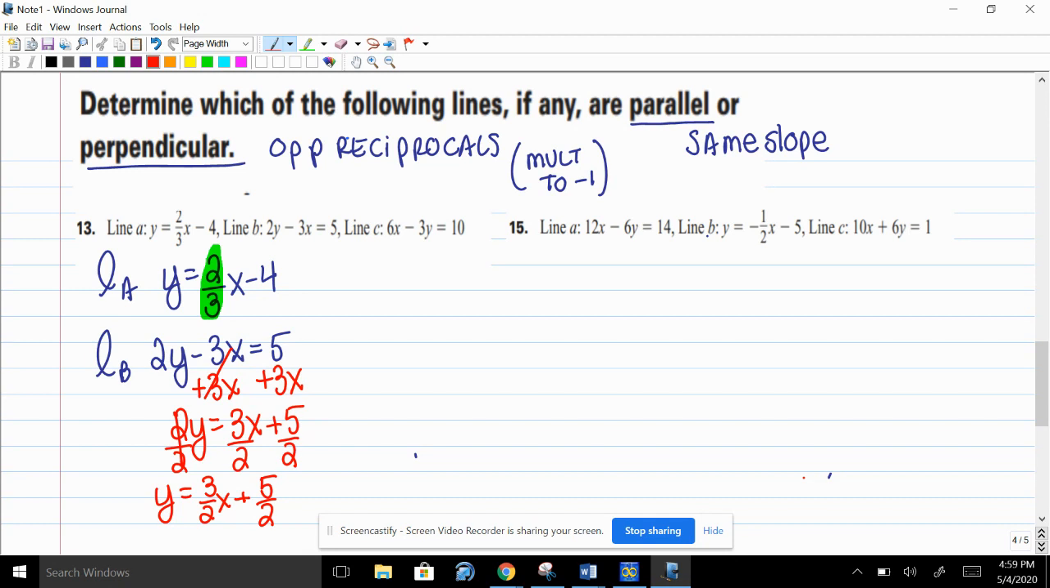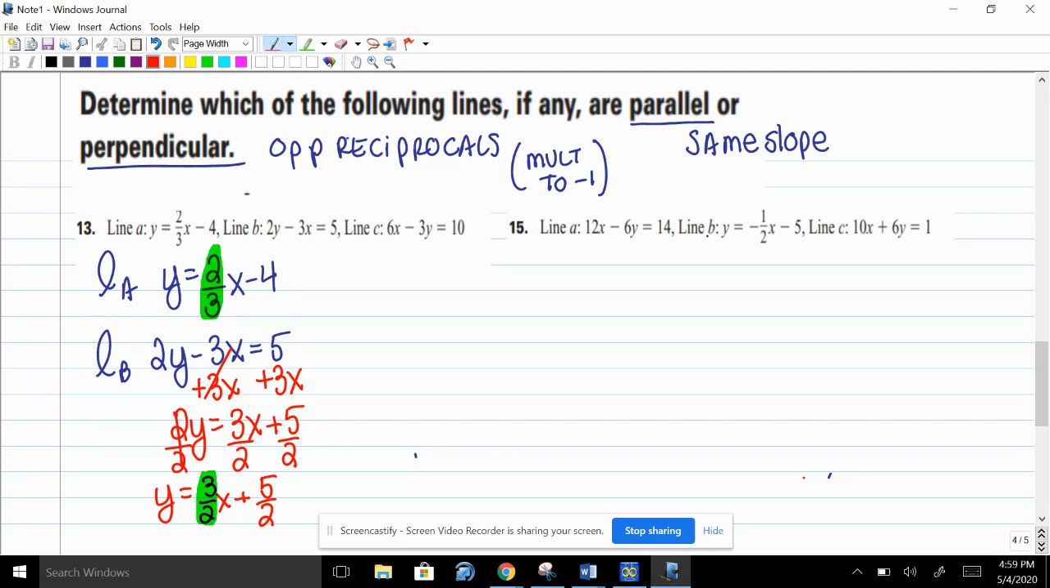doesn't really matter anyway. Just to pause there for a second, guys, the y-intercept here doesn't really mean anything to us. We are more concerned with the slope. The slope determines if lines are parallel or perpendicular or neither. The y-intercept doesn't mean anything to us. So the slope of that second line, line B, is 3 over 2.